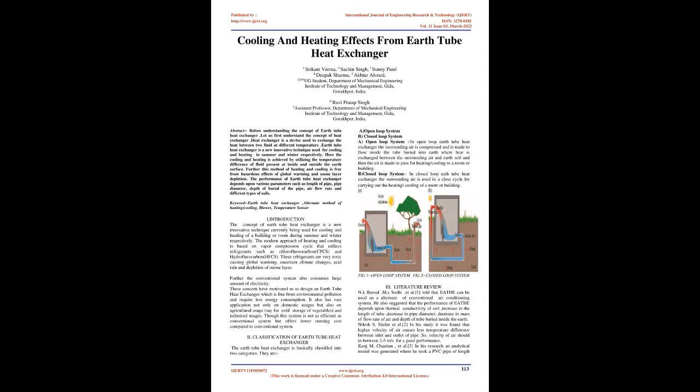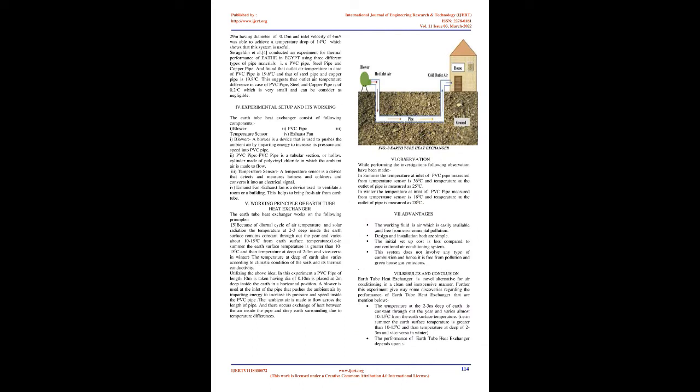3. Literature review. N.K. Bansal et al. [1] told that ETH can be used as an alternate to conventional air conditioning systems. He also suggested that the performance of ETH depends upon thermal conductivity of soil, increase in the length of tube, decrease in pipe diameter, decrease in mass flow rate of air, and depth of tube buried inside the earth. Nilesh Escheller et al. In his study, it was found that higher velocity of air causes less temperature difference between inlet and outlet of pipe. So, velocity of air should be between 2 to 5 m/s for a good performance.